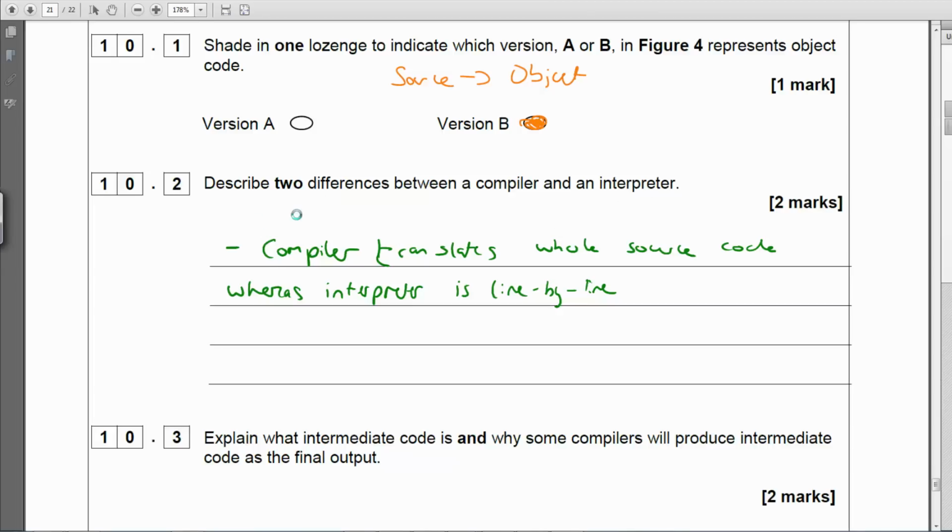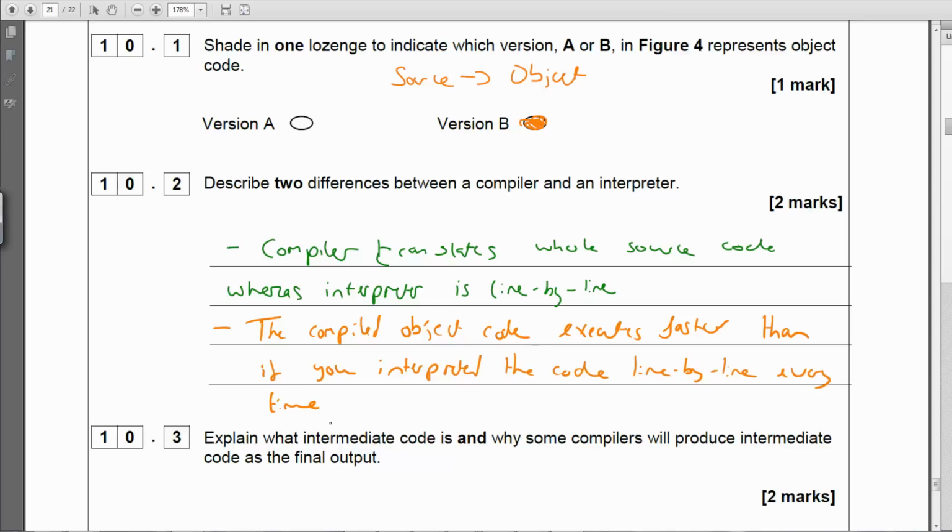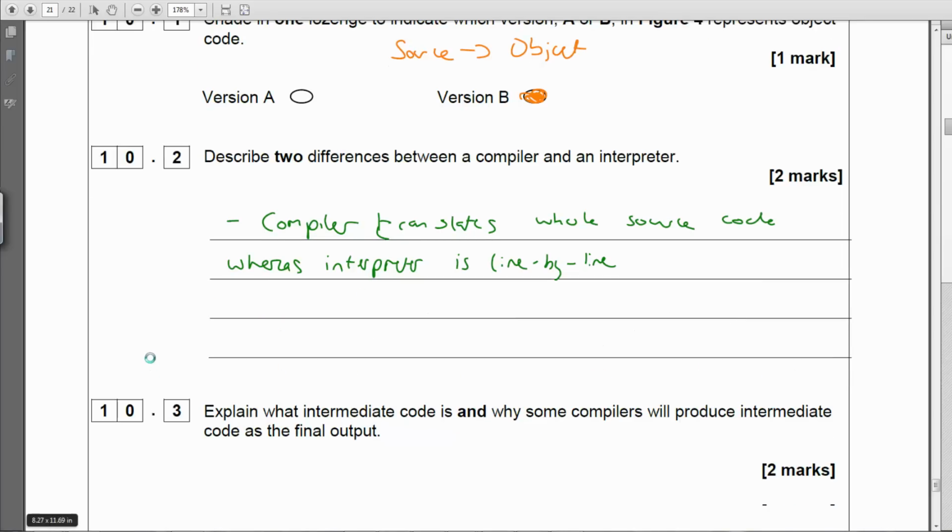Second point is more of a comparison, and it's that the compiler object code executes faster than the interpreter object code. The compiled object code can just be executed, whereas with the interpreter it has to translate every line again, which is why the compiled object code would execute faster on its own. So you get this executable file with a compiler.